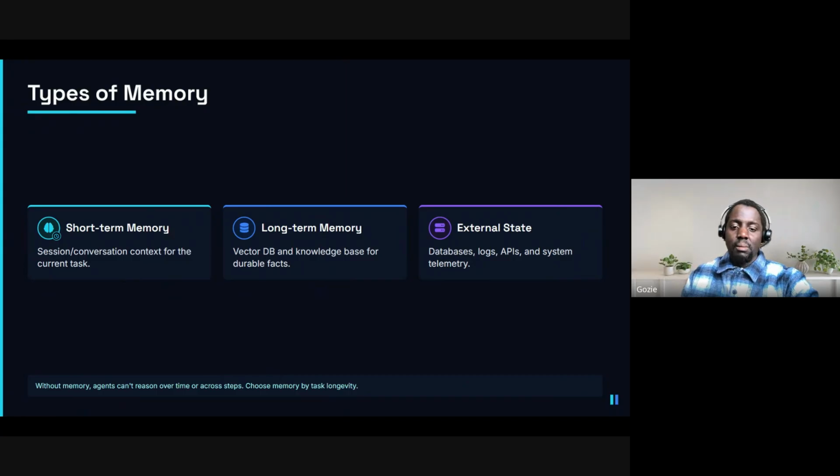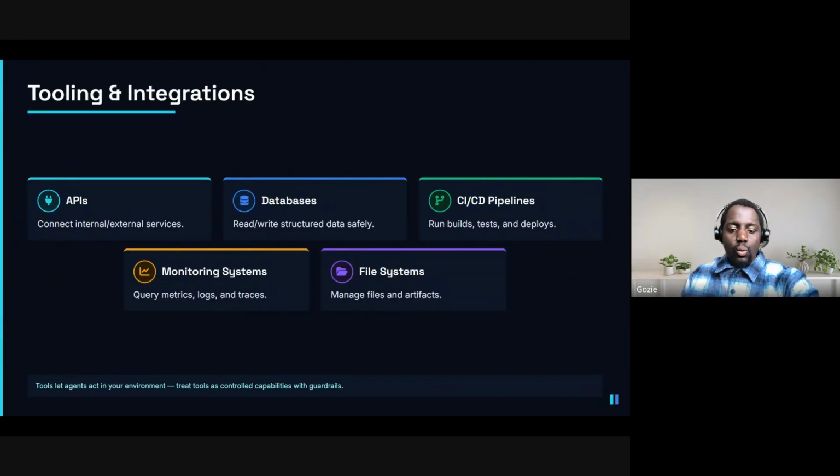Then external state actually acts more like logs, databases, and APIs. Without memory, agents would behave more like a goldfish, like someone you meet who can't remember your name, because there's no system to store the knowledge that has been gained over time. And there's not going to be context for the next level of output that the AI engine is going to present. So we are going to be looking at tools and integrations.